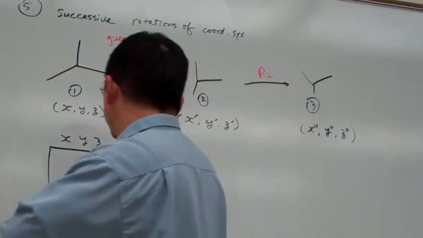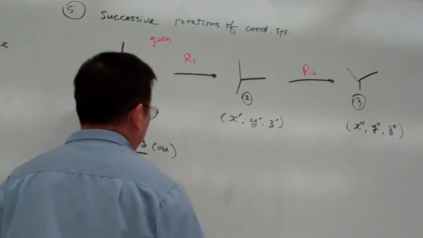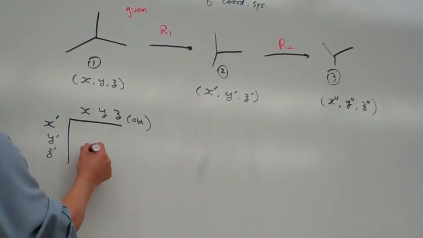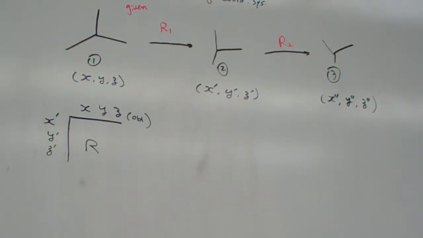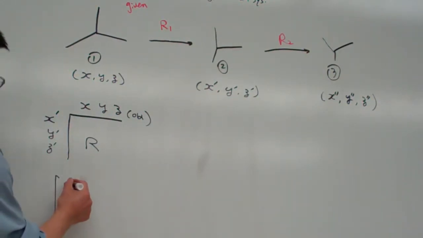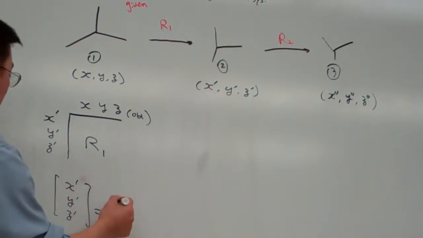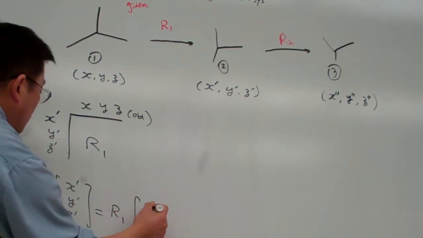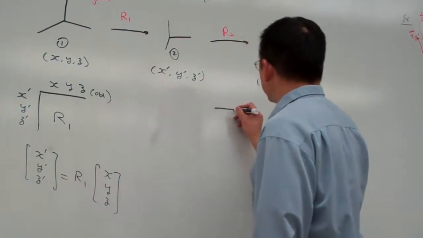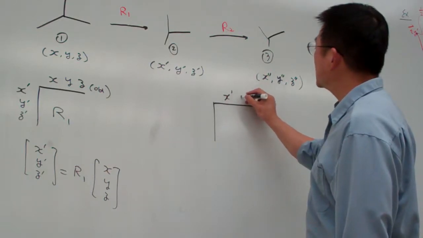So under these situations, say this is our new coordinate system, x prime, y prime, z prime. So the relation is R, right? That is our table we've been talking about. So that means x prime, y prime, z prime equal to R1 times x, y, z. Okay, similar way here, we have the new old coordinate system, x, y, z.